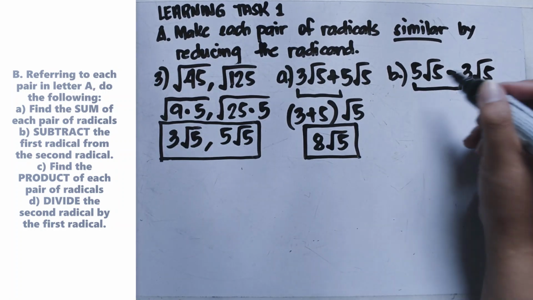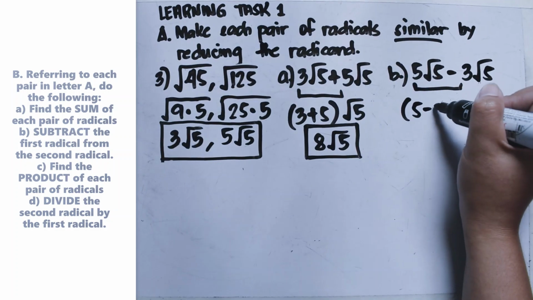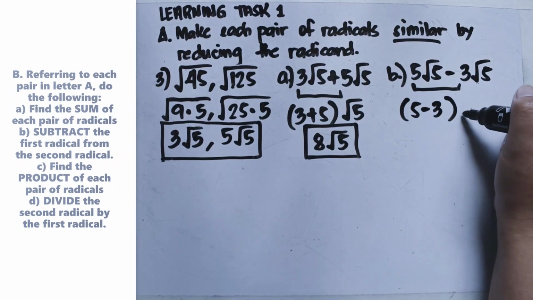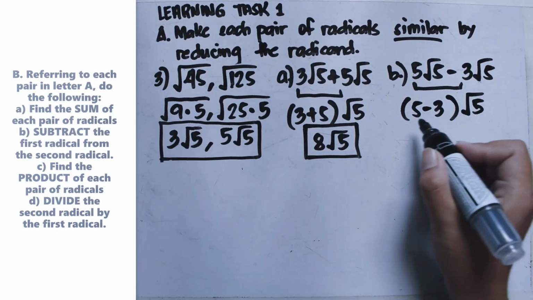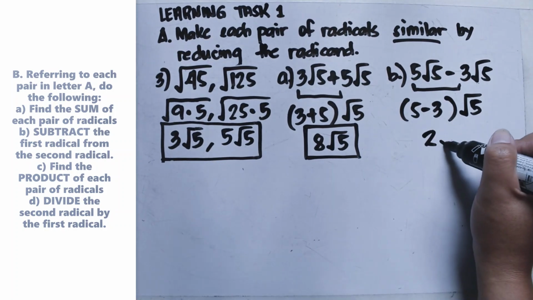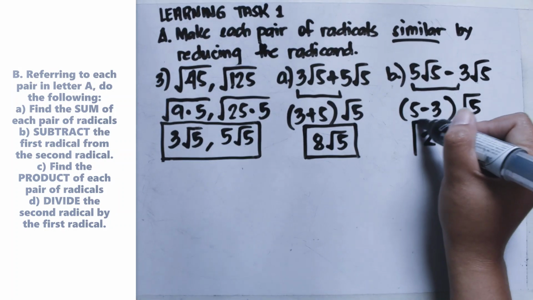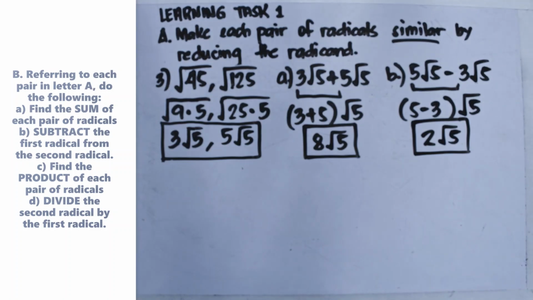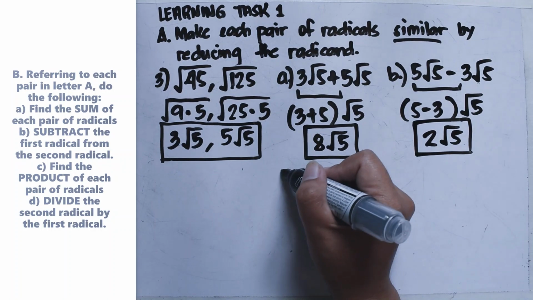So subtract natin yung dalawang numerical coefficient. So we have 5 minus 3. And then copy the same radical, so we have square root of 5. So 5 minus 3 is 2. Copy square root of 5. So final answer sa letter B. Yan. So napakadali lang naman, diba? So letter C na agad tayo.